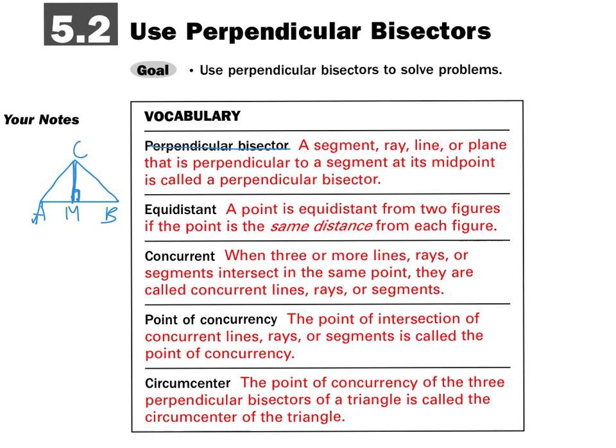Equidistant is just a point that's the same distance to two figures. So you can say that Princeton is equidistant from Philadelphia and New York City.